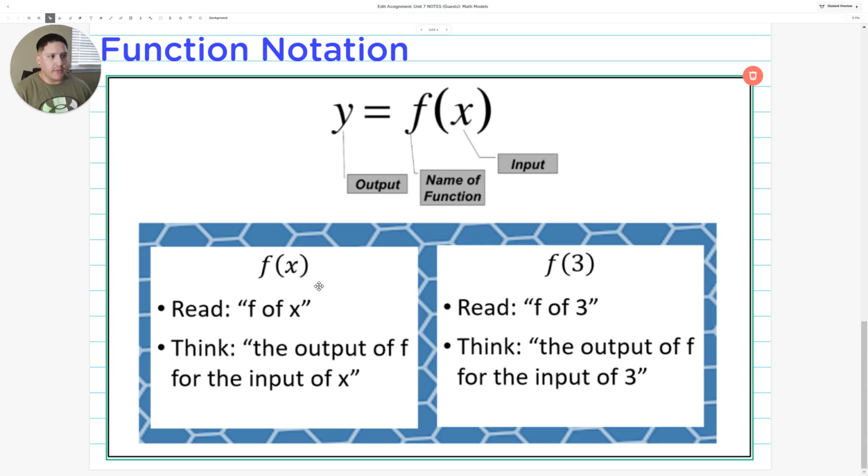So again, just some things for you to know when talking about functions. F parentheses x is read as f of x, the function of x. Think the output of f for the input of x. For example, f parentheses 3 is read as f of 3, the function evaluated at 3. Think of the output of f for the input of 3.